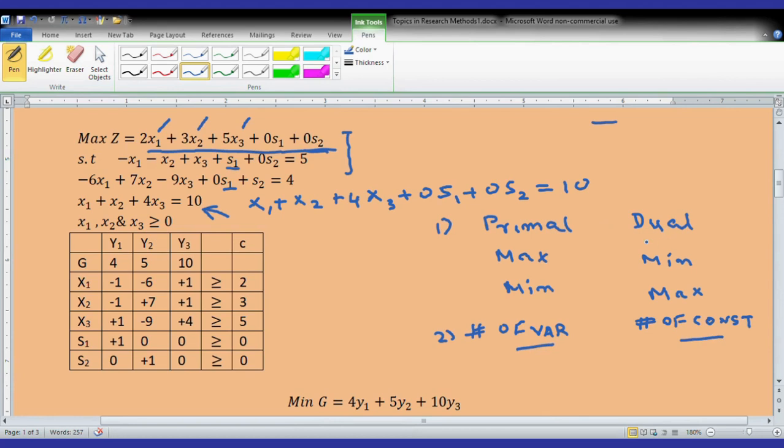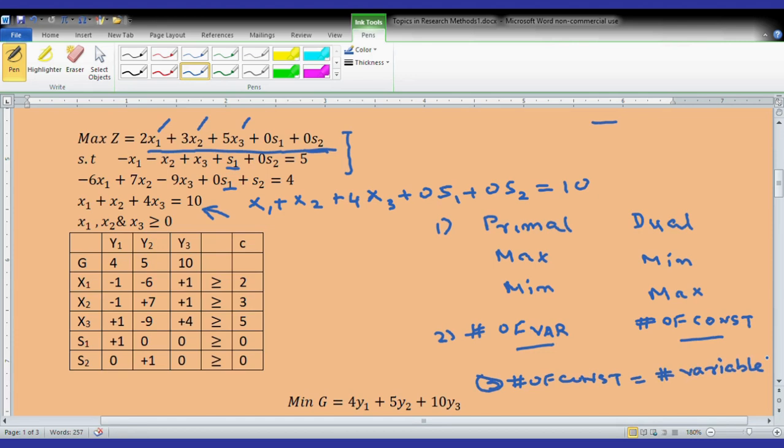And then there is a third point that you need to remember, and it is that the number of constraints in primal will be equal to the number of variables in dual. This is something that you need to keep in mind.